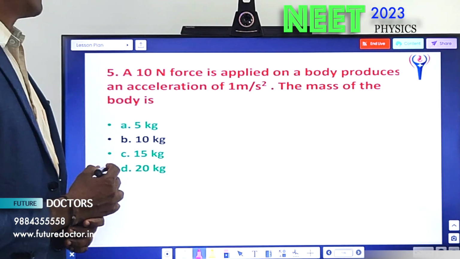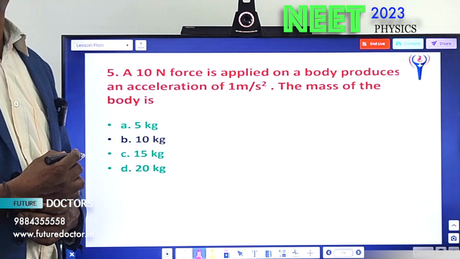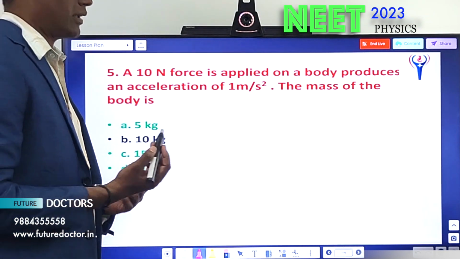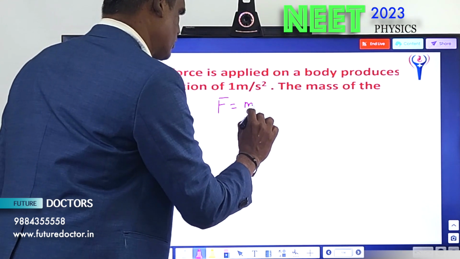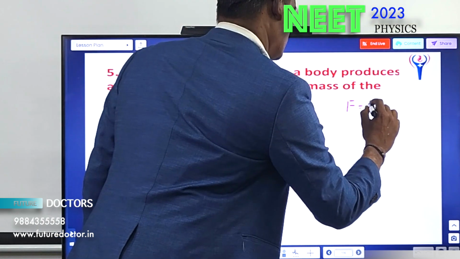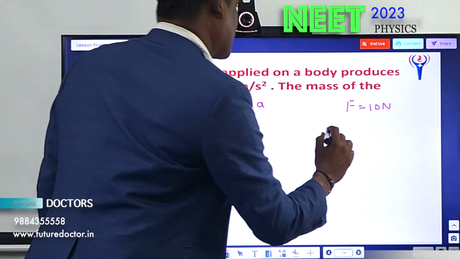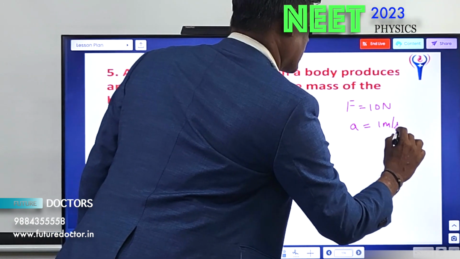A 10 Newton force is applied on a body and produces an acceleration of 1 meter per second square. The mass of the body is. This is also the same Newton's second law of motion, F equal to m into A. What is the given data? Force is given, that is 10 Newton. Then what is the other thing given? Acceleration. Acceleration is given 1 meter by second square.